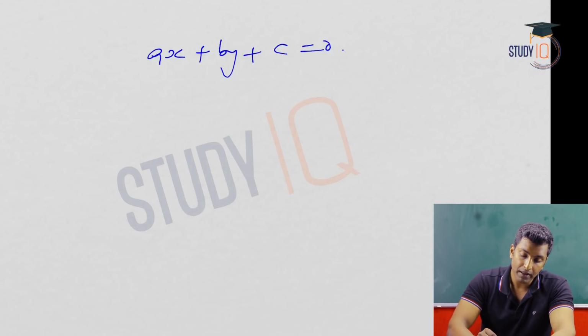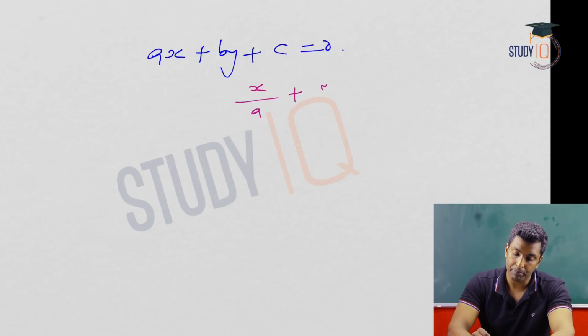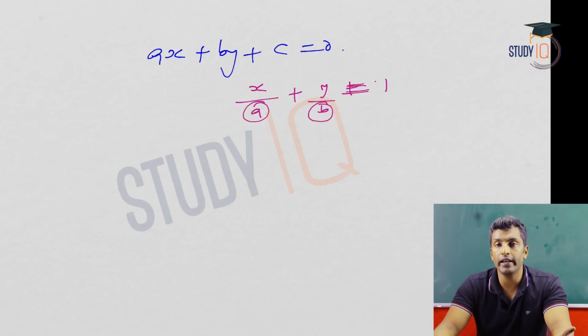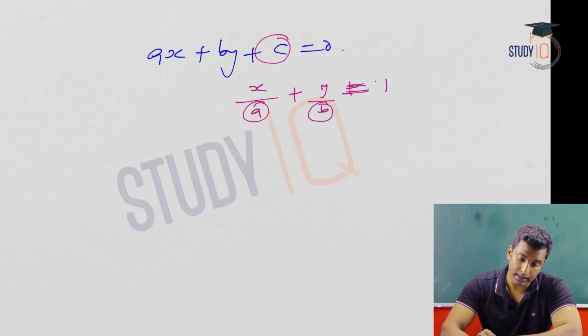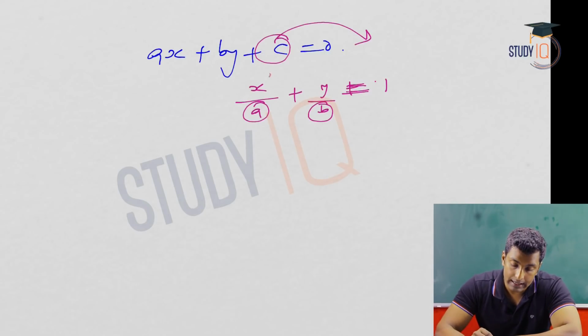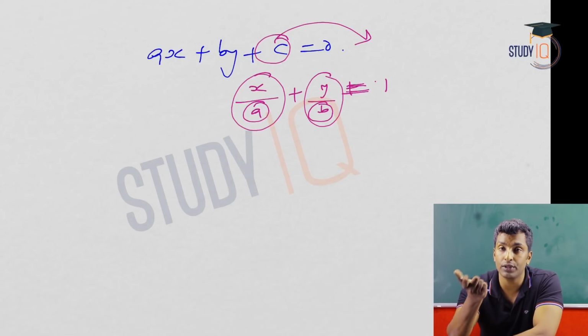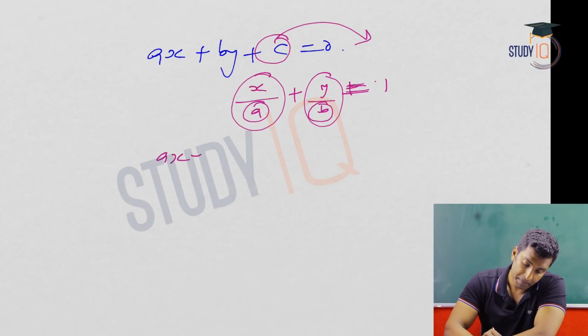What is intercept form? We need this to be converted in this way: x by a plus y by b equal to 1. Here a is the x-intercept and b is the y-intercept. I told you already how to do this, right? In the previous session we have in fact discussed the same. So let's proceed. What is the first step? Take the constant to the other side, because in your intercept form you can see on the left hand side only x and y. So this will give you ax plus by equal to minus c.